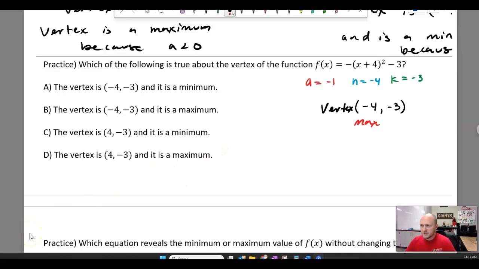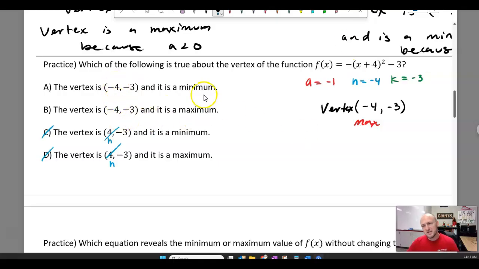All right, hopefully you tried this one, and what you got is an A value of -1, an H value of -4, and a K value of -3. What this problem will really test you on is, one, do you understand that your H value is always the opposite? So you'll notice C and D have an H value that is a positive 4. That's completely wrong, so we can throw those answers out. So it's between A and B.